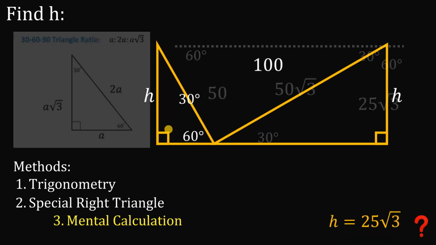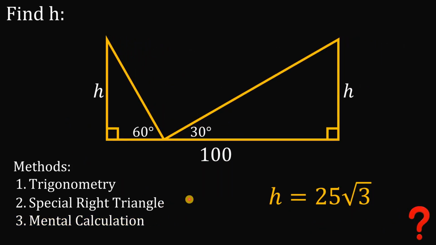Therefore, given this figure, and using these three different methods, we can say that the value of H must be equal to 25 times square root of 3 units. And as always, we are done.